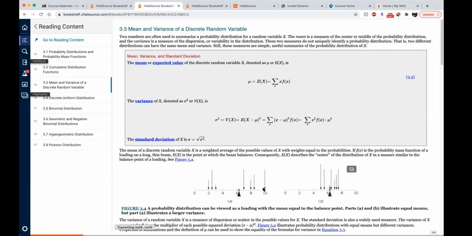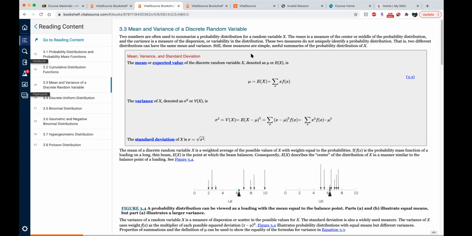Okay, so now we move to 3.3, mean and variance of a discrete random variable. Now we're going to see a little bit more of the mathematical aspect. Let's look at the first paragraph. The two numbers are often used to summarize the probability distribution for random variable x. The mean is a measure of the center or middle of the probability distribution, and the variance is a measure of the dispersion or variability in the distribution.